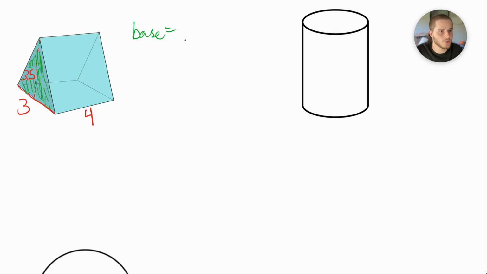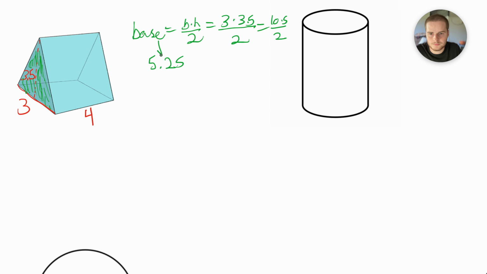We know that the equation for a triangle is base times height, all divided by 2. We have the base right here, which is 3, times the height, which is 3.5, all over 2. And this is equal to 10.5 over 2, which is 5.25 for the base.